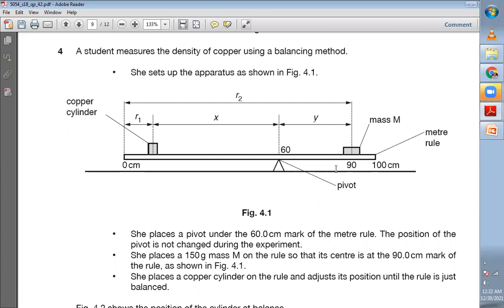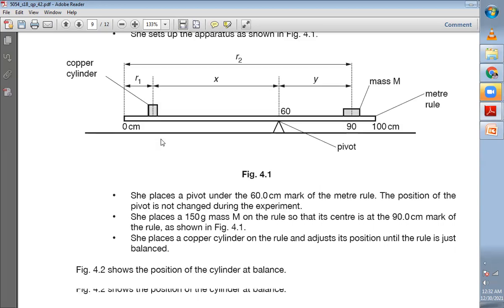I can tell Y very easily, because I know that the mass M center is on the 90 centimeter mark, and the pivot is 60. So 90 minus 60, it will be 30. So Y will be 30 centimeter. X, I can tell once I know what is the value of the R1.